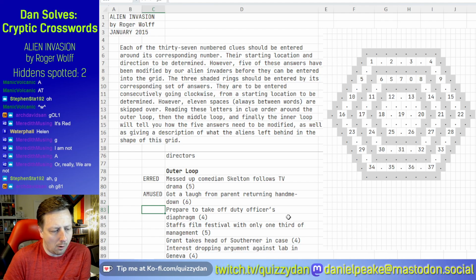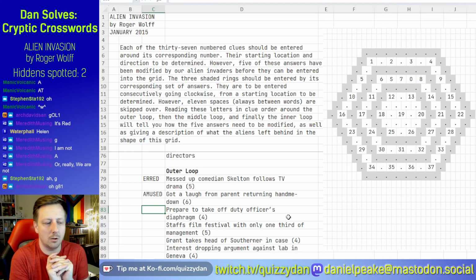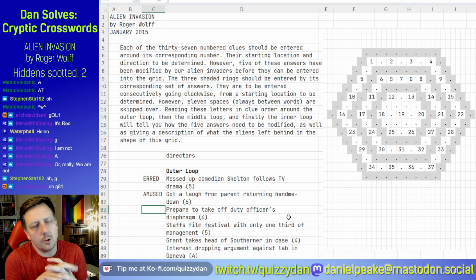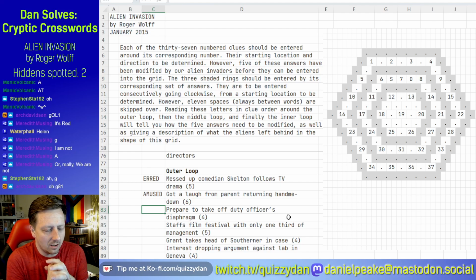Prepare to take off duty officer's diaphragm. I assume it's taxi, because you must do that at an airport. You're in the plane. To get to the runway, you need a taxi. So do we like taxiing? Duty officer. I don't like it.